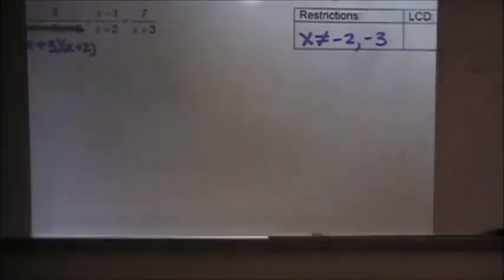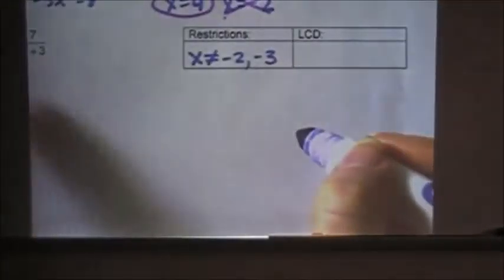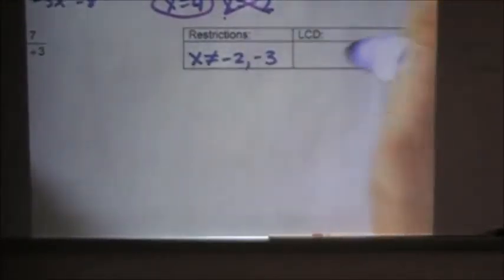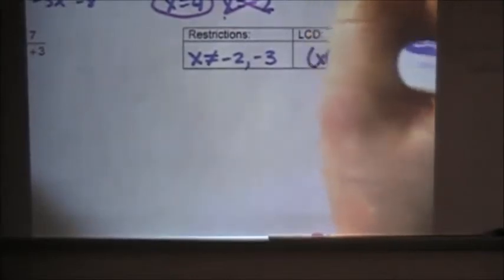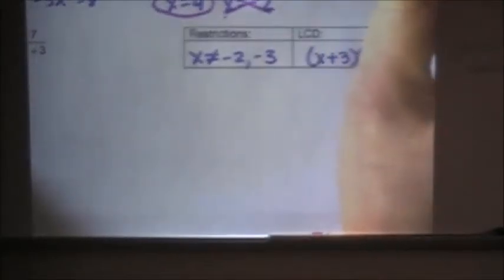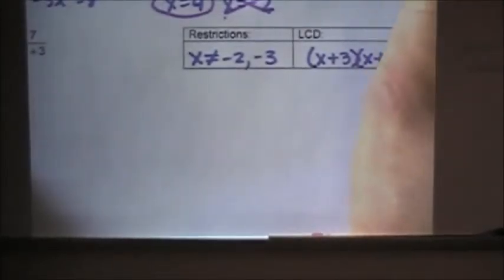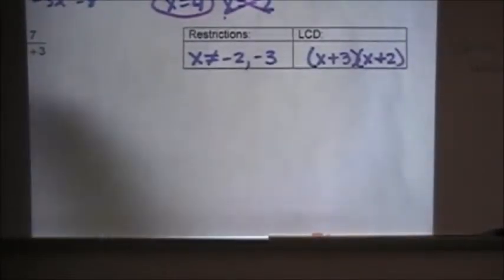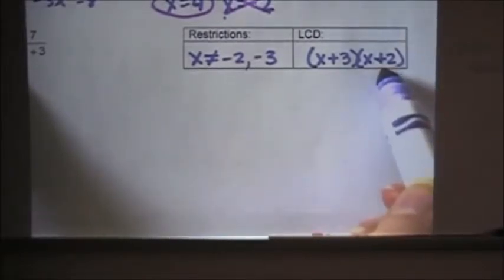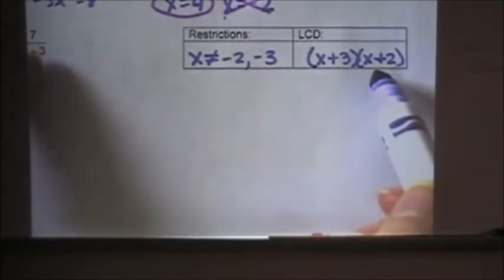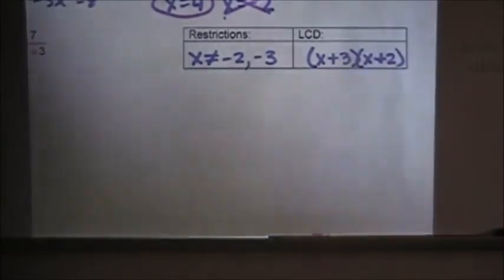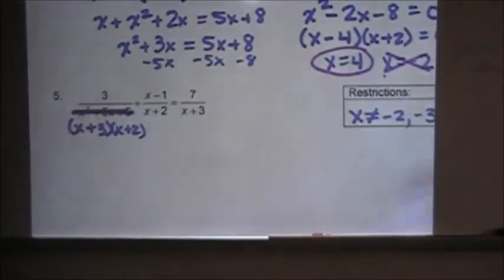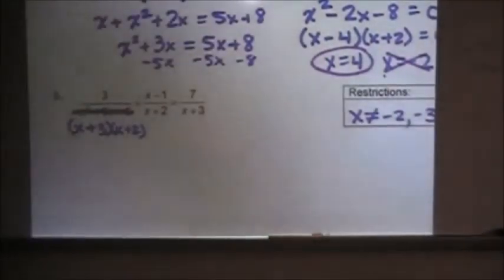We're going to find our LCD just by going fraction by fraction and including every piece. My first fraction has 2 pieces, x plus 3 and x plus 2. I have to include both pieces. I can't get rid of them. They have to be part of my LCD. My second fraction is an x plus 2, but I've already put that in the box. My last fraction has an x plus 3, but I've already put that in the box. So that's it. X plus 3, x plus 2 is my LCD.